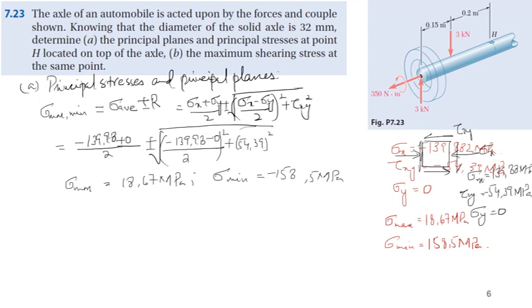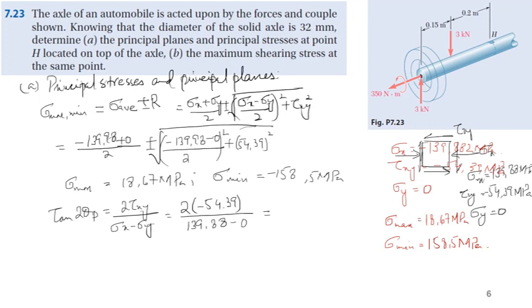Okay, and now the principal planes. Tan 2 theta p will be equal to 2 times tau xy divided by sigma x minus sigma y. That will be 2 times negative 54.39, again a negative sign because of the direction. If this is the reverse direction for the shear stress, then we will take positive, divided by 139.88 minus 0.